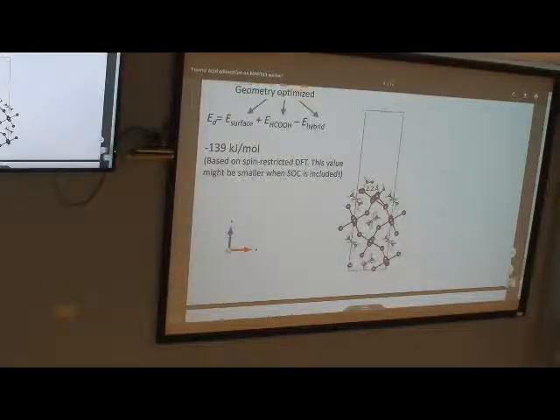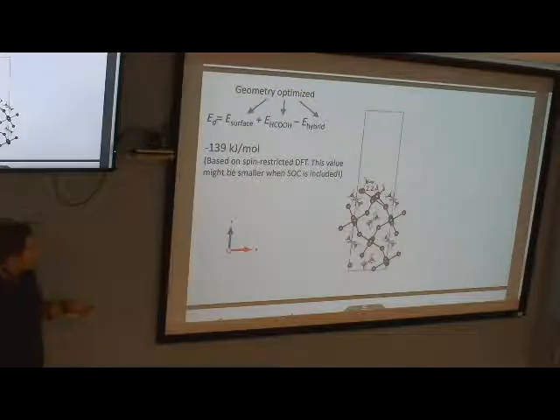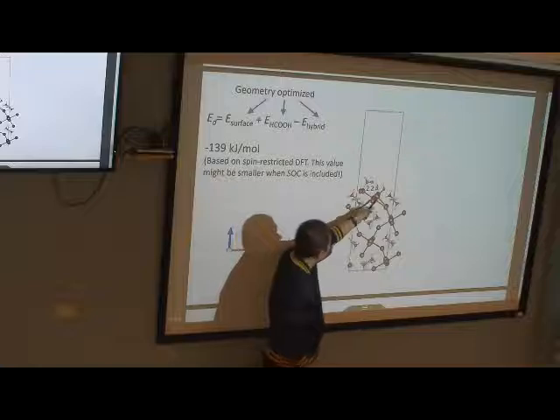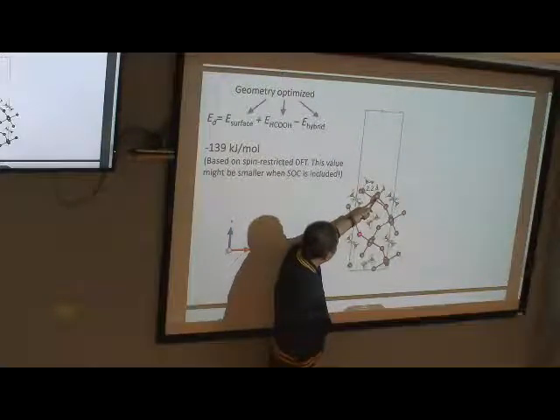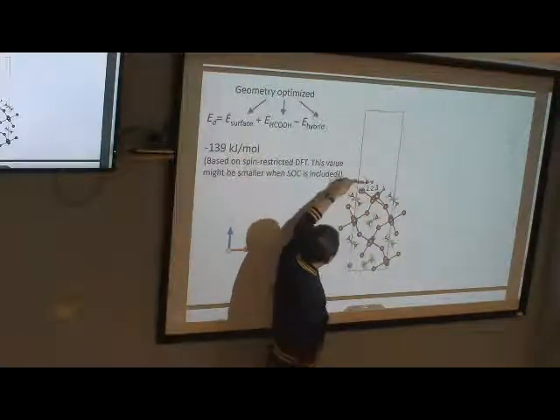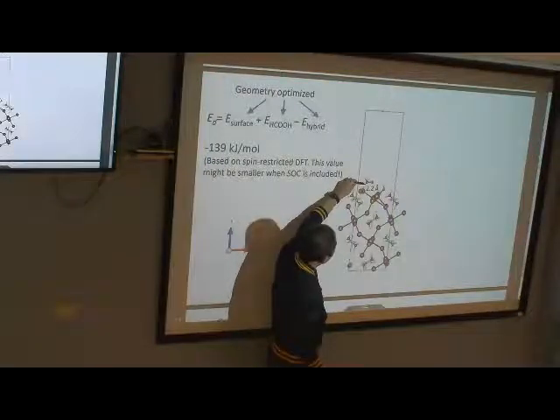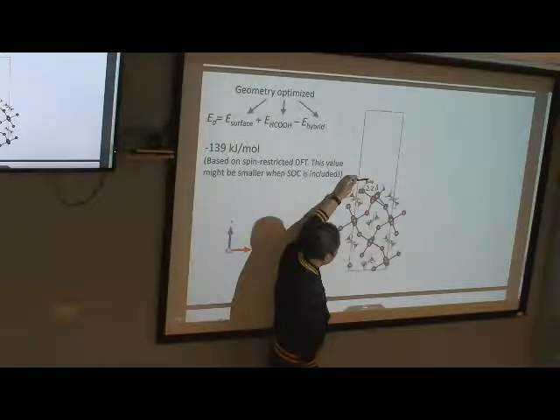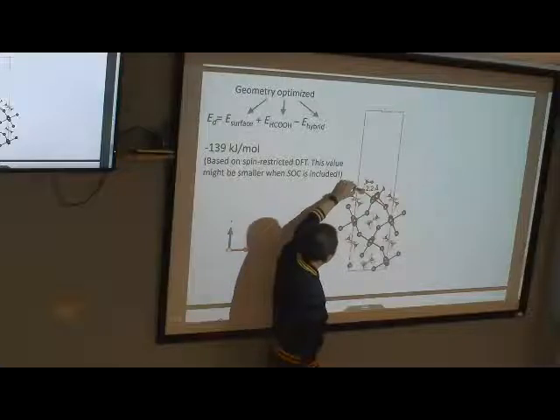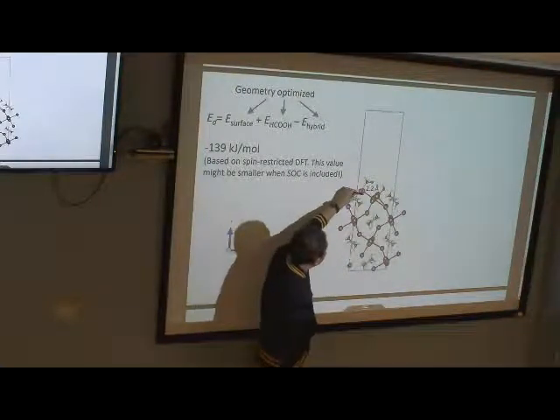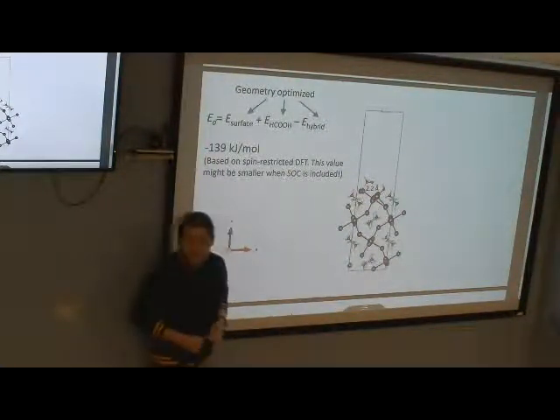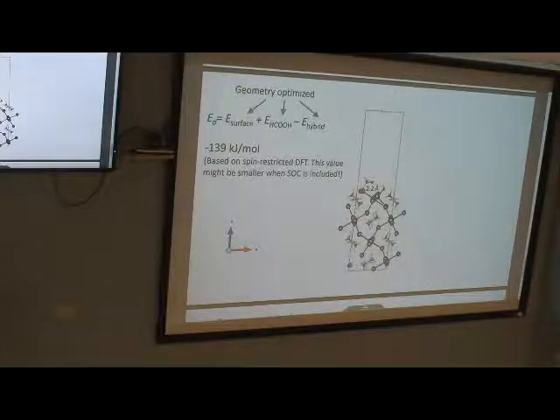So this is another geometry. Here this is a hydroxyl group. The oxygen is bound to the metal, and this is the CHO. So there is a hydrogen bonding, I guess, or short contact from this carbon to this iodine. Here the distance is 2.2 angstrom. This gives a more negative binding energy.